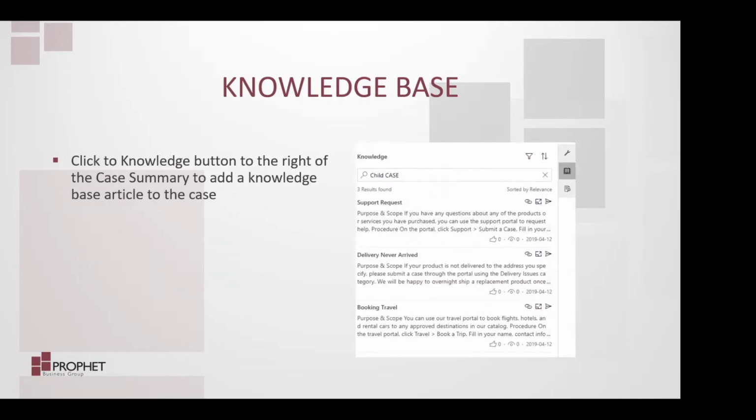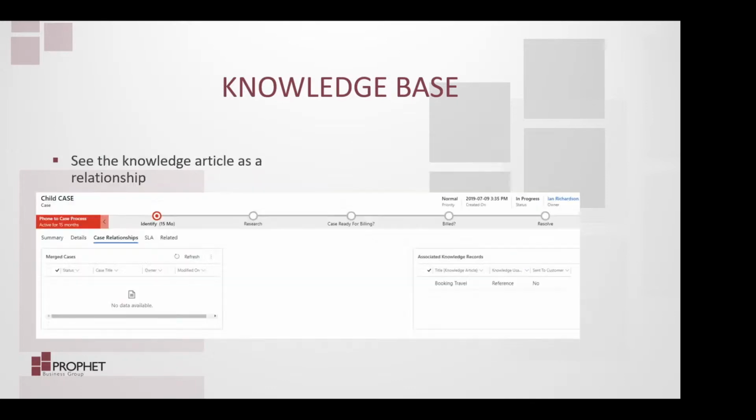To the right of the service case, there's a little book icon. The book icon will then let you search through the knowledge base and find appropriate knowledge articles that you can then use to link to your service case. Once a knowledge base article is linked to a service case, you can use the Case Relationships tab and you'll be able to see the associated knowledge records that go with that service case.